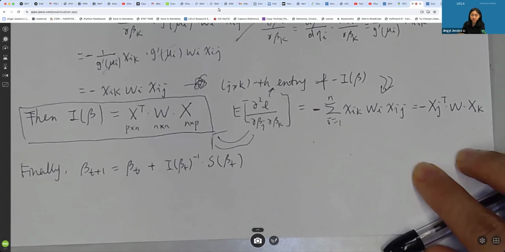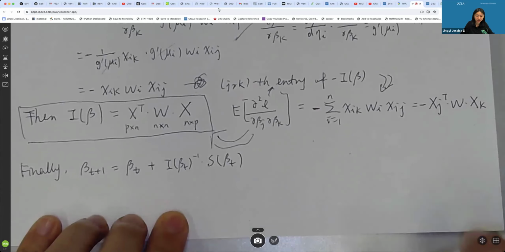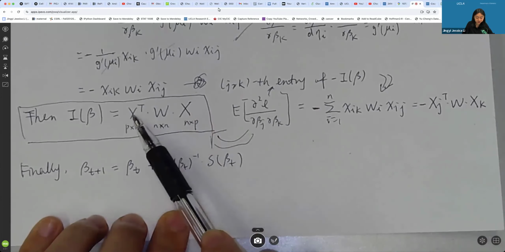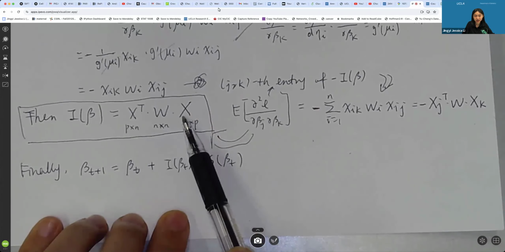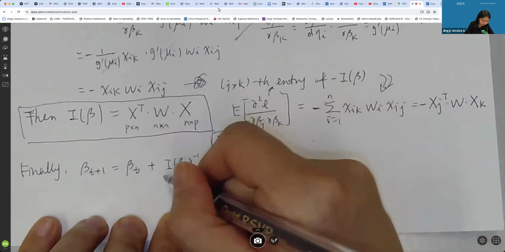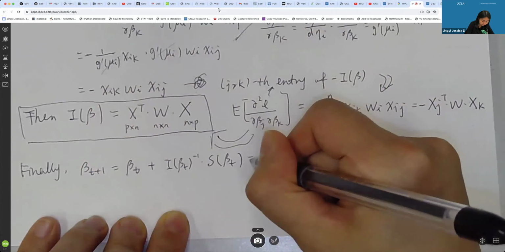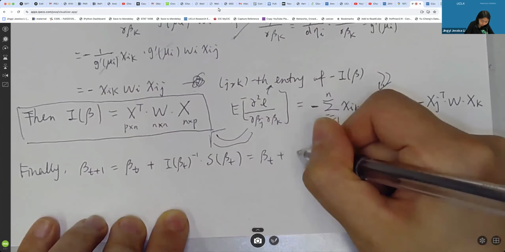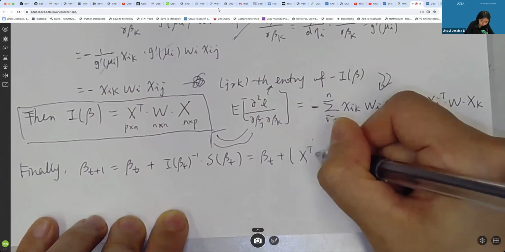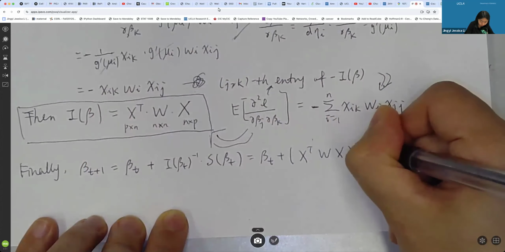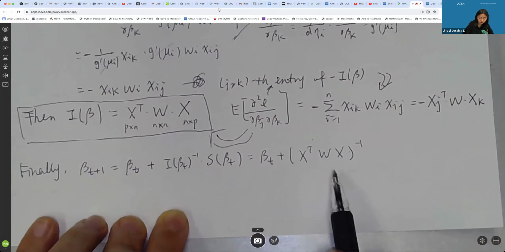Volunteers? The question is, where should I put a t for the three terms on the right? If I want to say, just write it out. X transpose W X, inverse. I'm trying to do this. Where should I put a t?